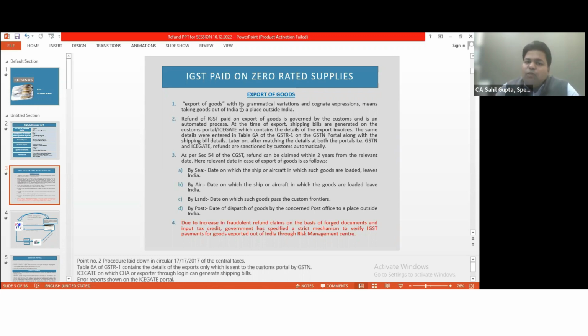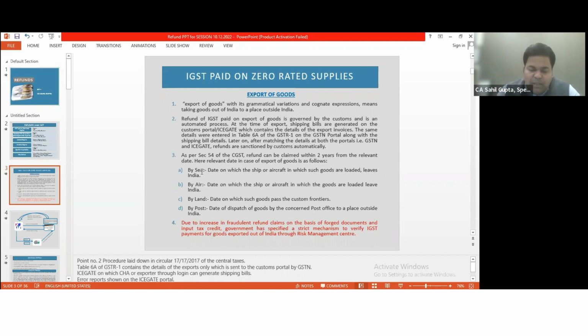In the case of export of goods, if we export the goods by sea, the relevant date is the date on which the ship in which such goods are loaded leaves India. By air, it is the date on which the aircraft leaves India. In case of land, it is the date on which such goods pass the customs frontiers. If the export is through post, it is the date of dispatch of goods by the concerned post office to a place outside India. So this is the relevant date from which 2 years shall be calculated.